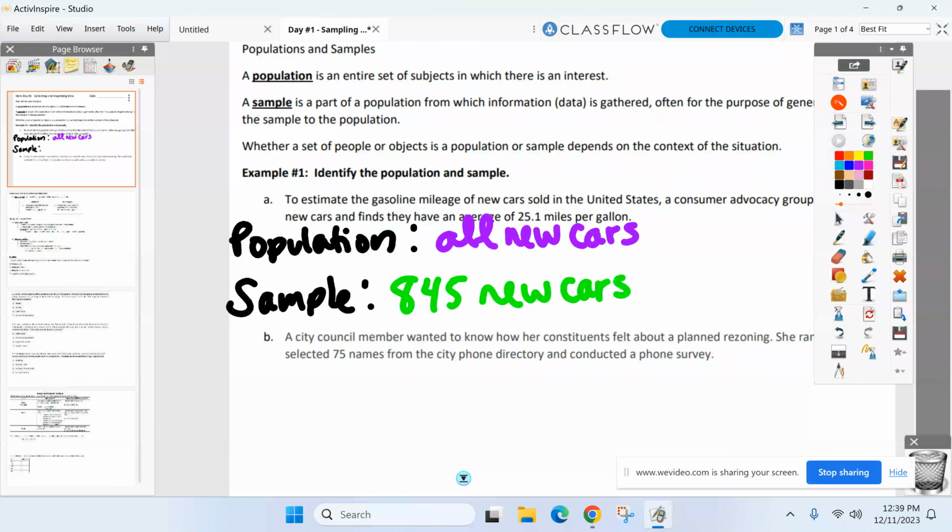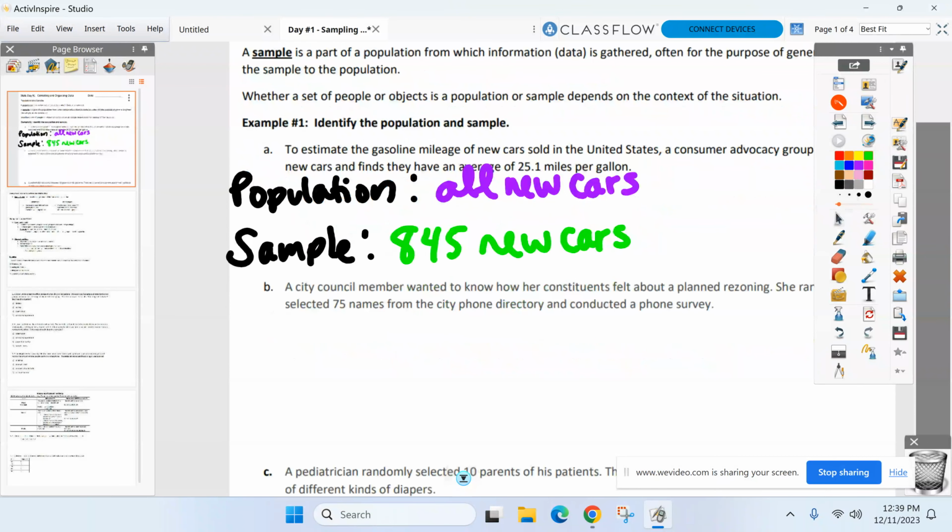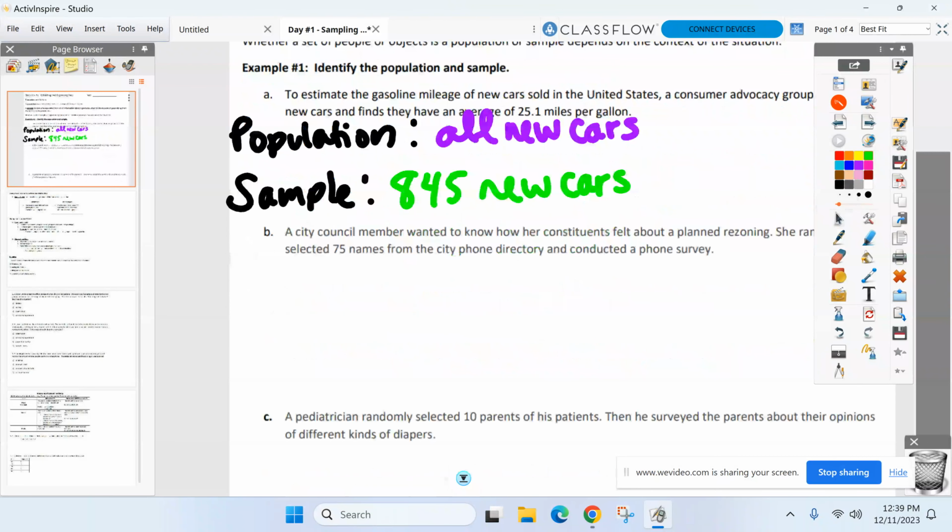Why it's coming out that thick, but all good. Let's go to part B. We got two more here. You guys can go ahead and read through it.